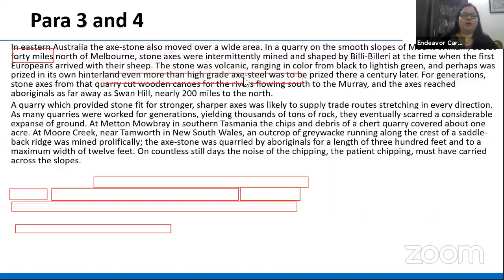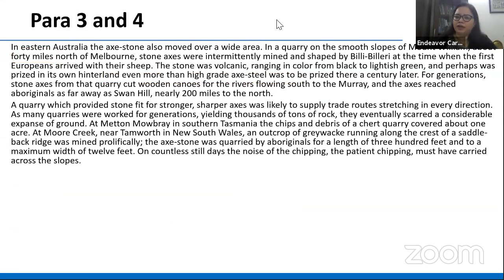Let's look at two more paragraphs now. So this is para 3 and 4, a quick read again. We're not going to get into the details, right? Just a quick understanding, skim and understand the larger idea, all right? Maybe a minute and a half or so, or 2 minutes. All right, 2 minutes for this.